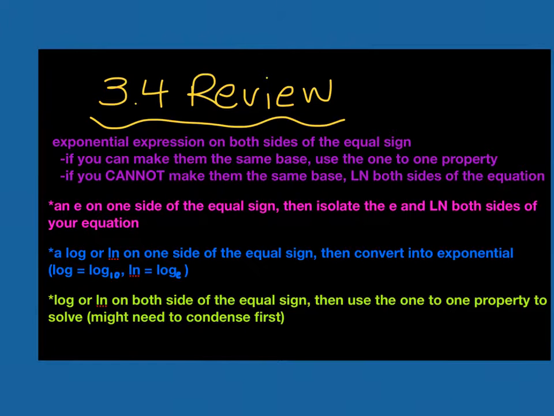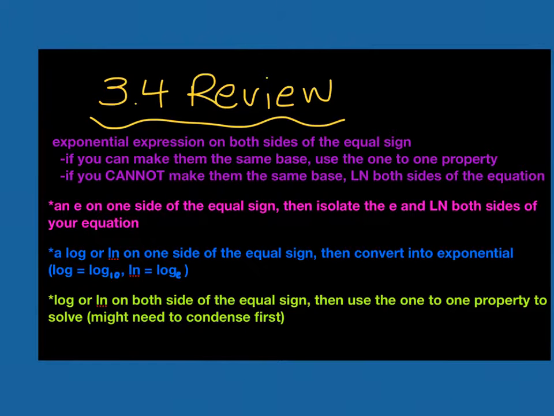The second type is if there's an e on one side of the equal sign. And so when you have that situation, you're going to isolate the e, and then you're going to ln both sides of your equation. The third type is if you've got a log or an ln on one side of the equal sign. And for those, you're going to convert that into exponential. Remember that log is the same thing as log base 10, and ln is the same thing as log base e. And then the last kind is if you've got a log or an ln on both sides of the equal sign. And for those, you're going to use the one-to-one property to solve.